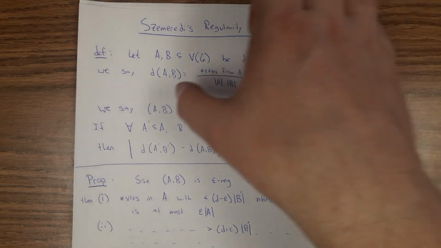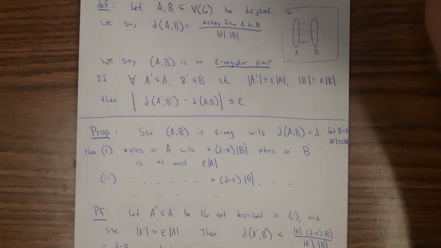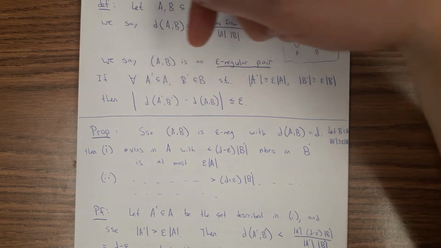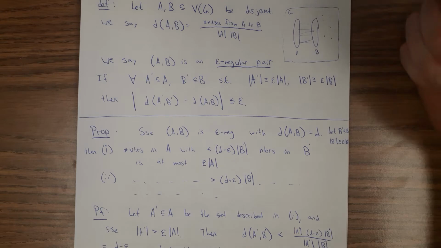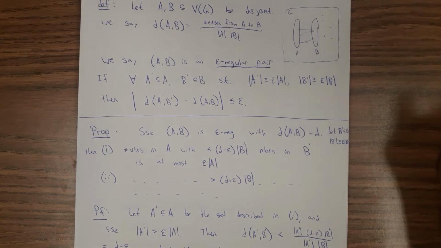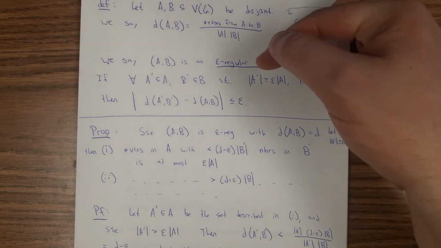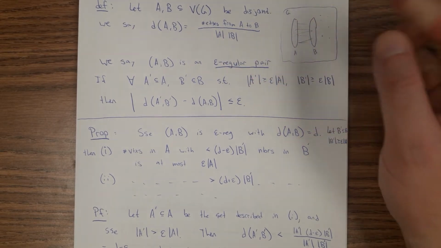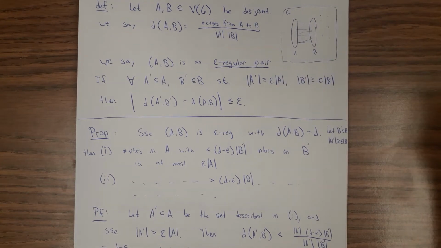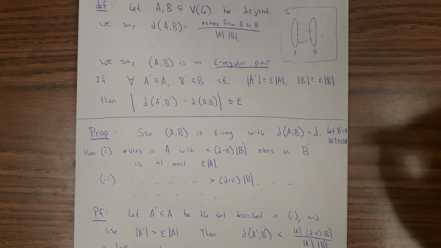Okay, and we say that AB is an epsilon regular pair if we have the following. For every subset of A and subset of B, so I have A prime in A and B prime in B, and these subsets are not too small. We have some parameter epsilon that's a positive number, and we're using the letter epsilon because the idea is that epsilon is going to be smallish. Like we're thinking of epsilon as a small number, but A prime can't be too small, and B prime can't be too small.